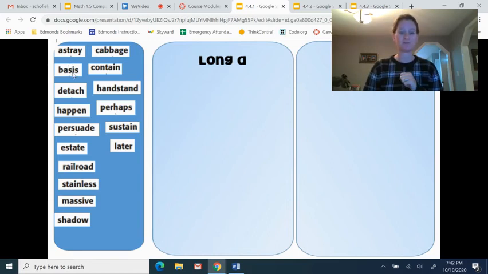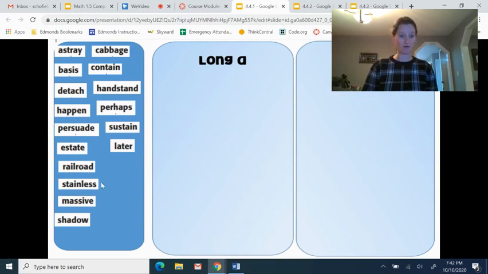The next word we have here is basis. So that's kind of like, what's the basis? What's the foundation of your claim? So basis, decide, is it a long A sound or a short A sound? Detach. That means if you detach something, you separate it from something or unhook it from something. Is that A sound in there a long A or a short A? Happen. What would happen? Long A or short A? Drag it over. Persuade. Convince somebody of something. That's what persuade means. Estate. It's kind of like a property that somebody owns.